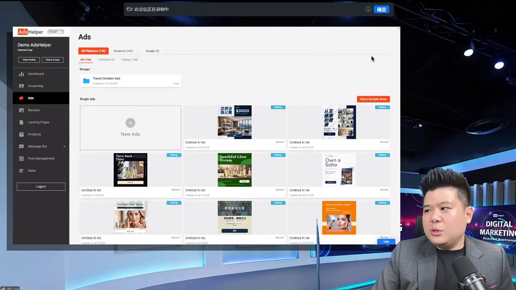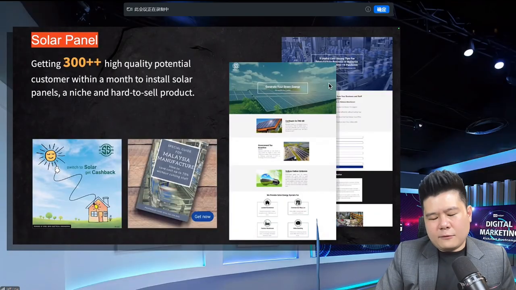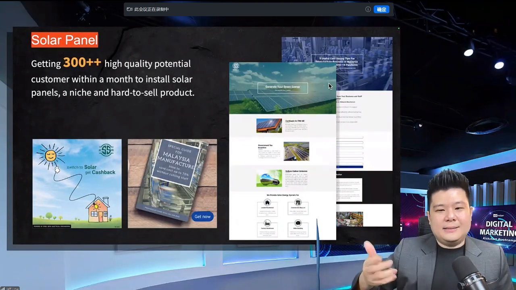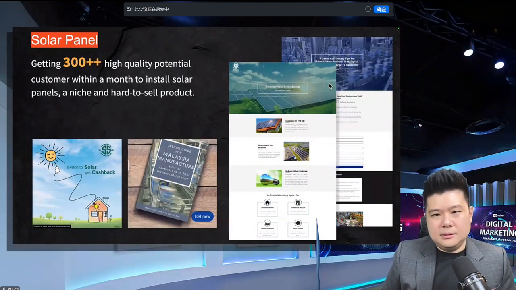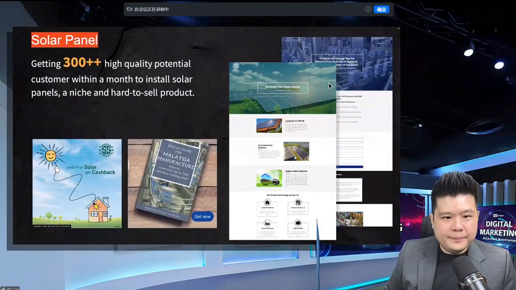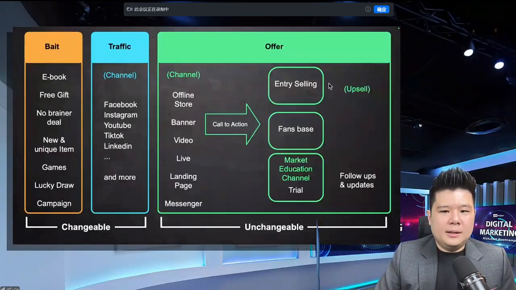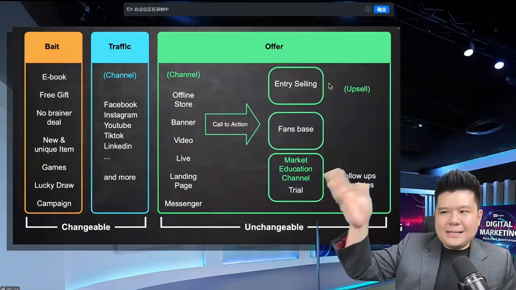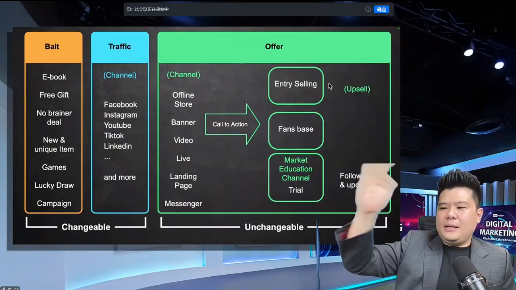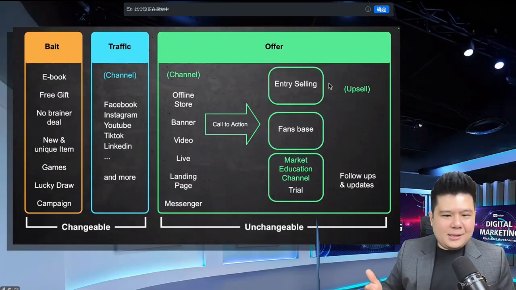If today you go and study those big companies, maybe Fortune 500 companies, and study their financial reports, you will know that for most of these companies, 70% of their costs is marketing. All the big brands, 70%, some even go to 80 or 90%. Marketing is so crazy important in a business. Then it can be anything in your bids. It can be an ebook, a free gift, no-brainer deals, maybe some new and unique idea items, games, lucky draws, campaigns.